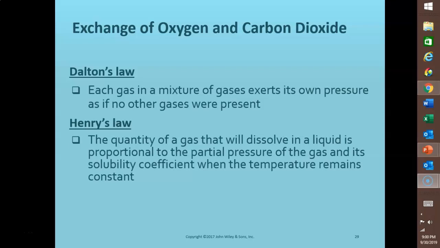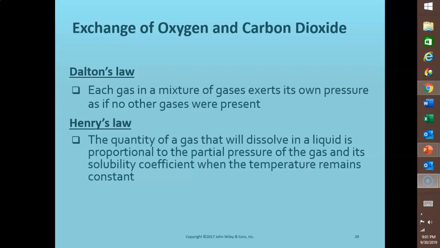So we've been talking a lot about moving air in and out and the factors that affect that. But what about this whole gas exchange thing? So the exchange of oxygen and CO2, carbon dioxide, between the alveolar air and the pulmonary blood occurs through passive diffusion. Now remember, passive diffusion is the movement from more to less.